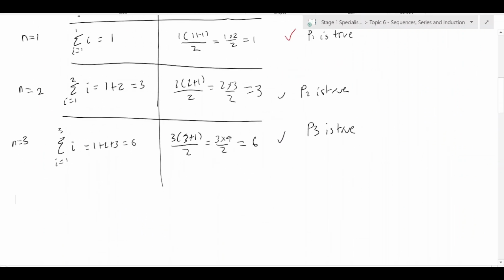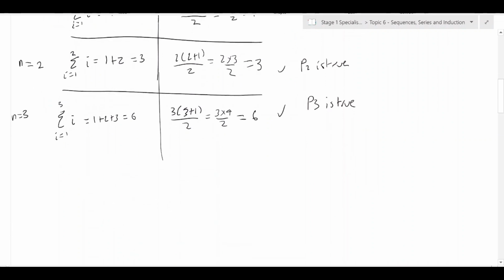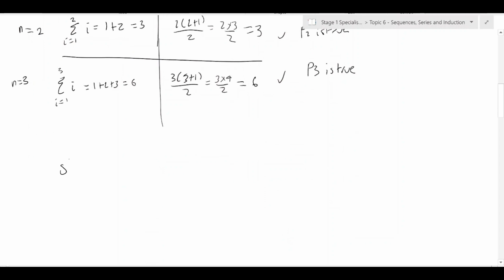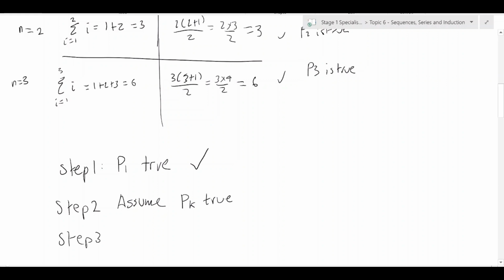Now we'll stress again, when you do an actual induction proof, you only need to check P1 is true. So induction proofs sort of have 3 steps. Step 1 is to check P1 is true, which we've done. Step 2 is to assume Pk is true. And step 3, use this to prove Pk plus 1 is true.